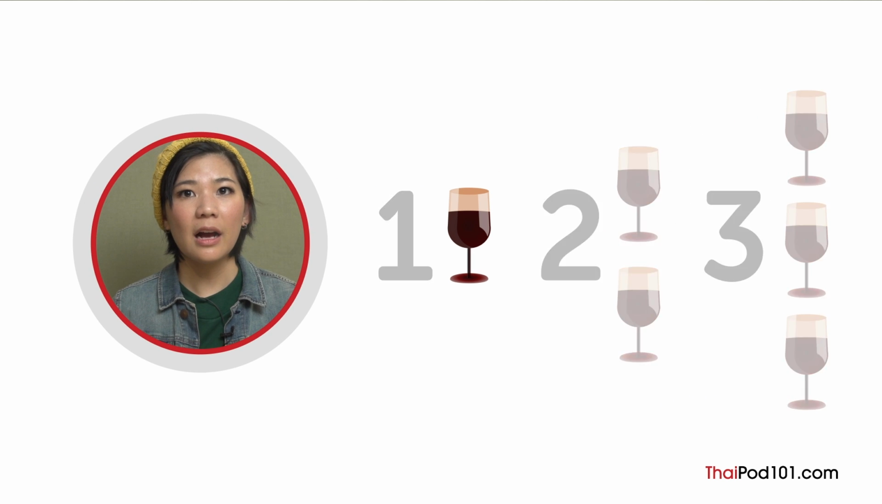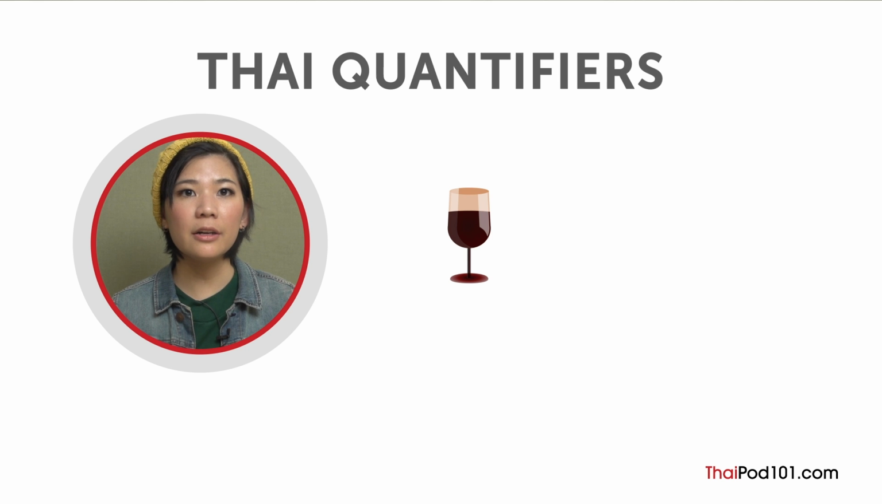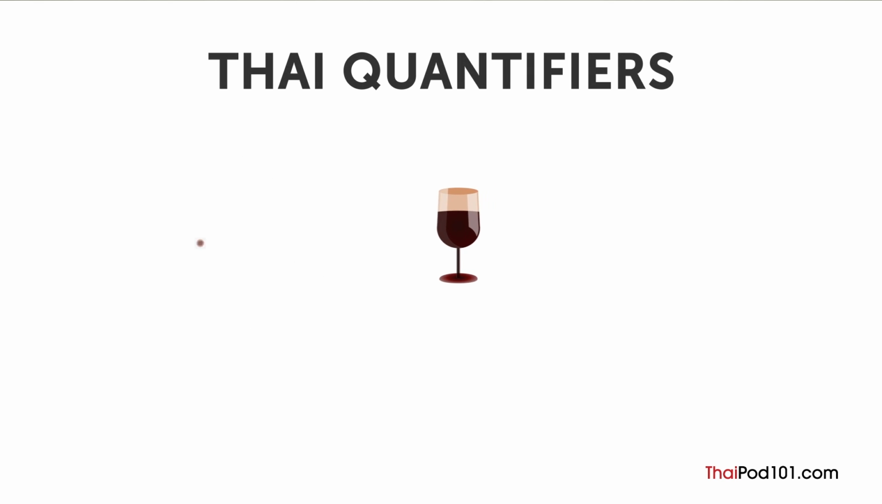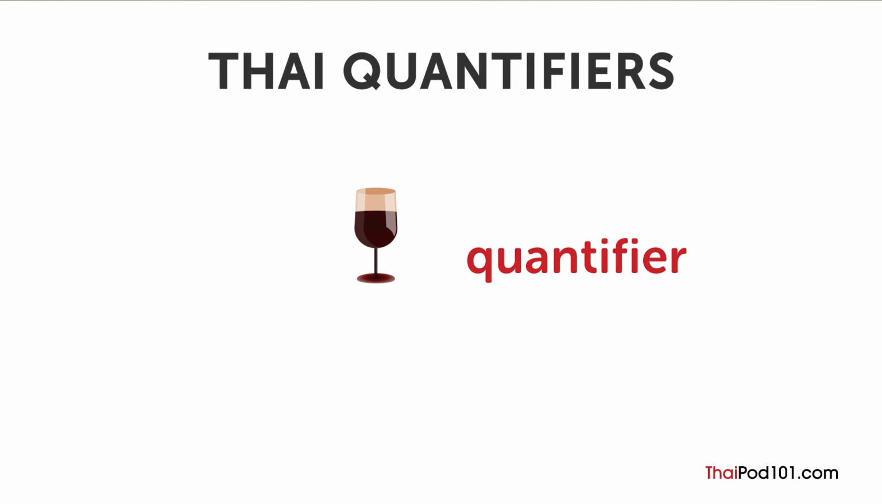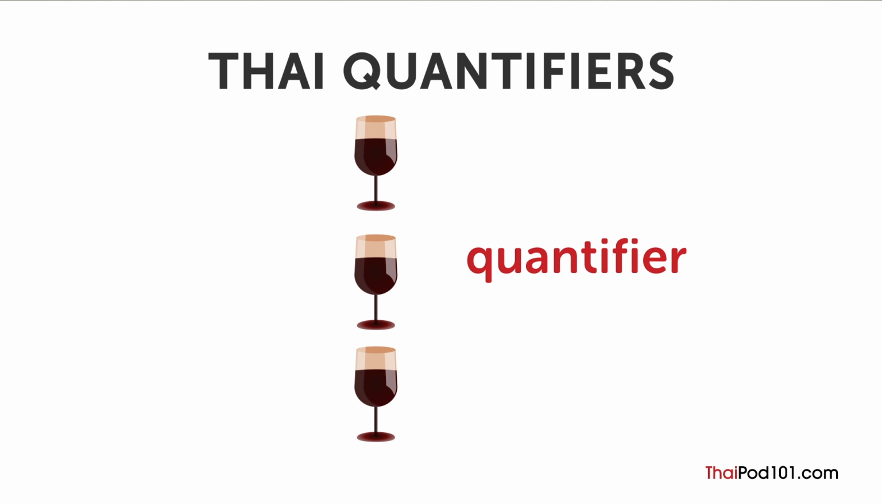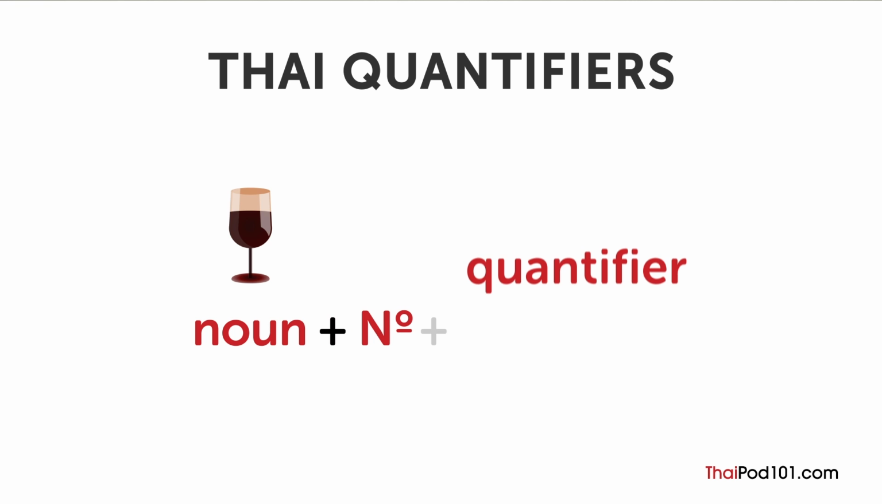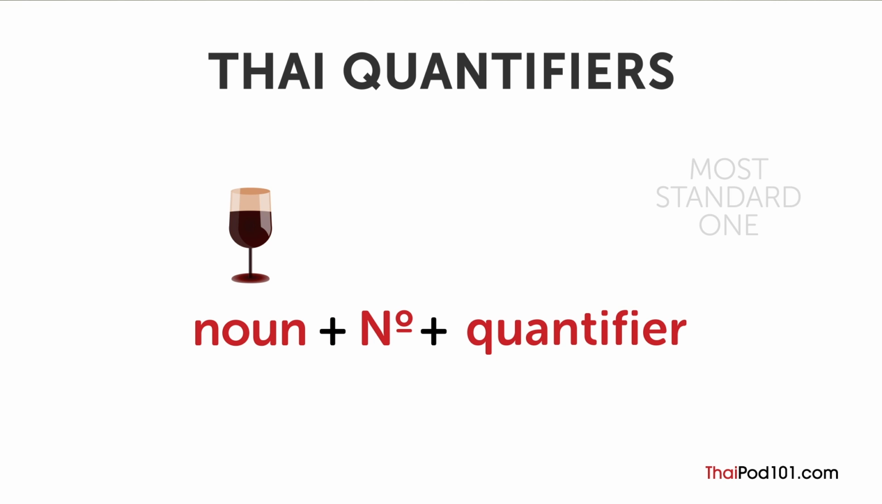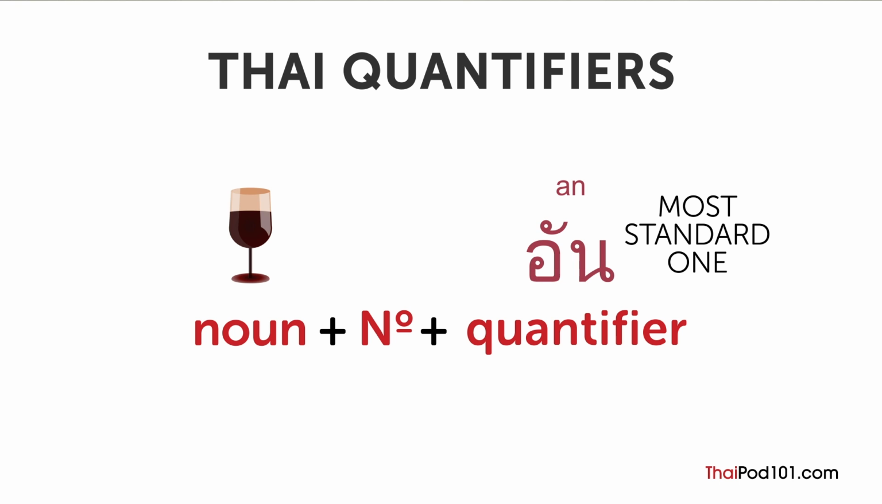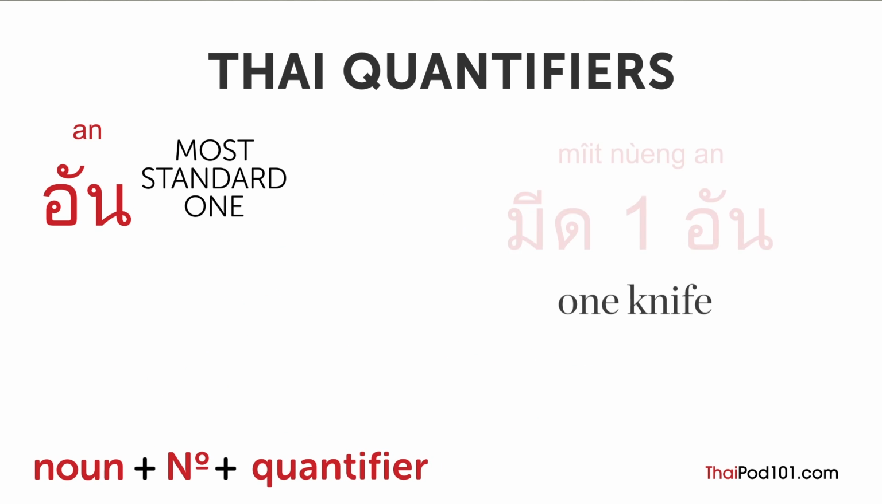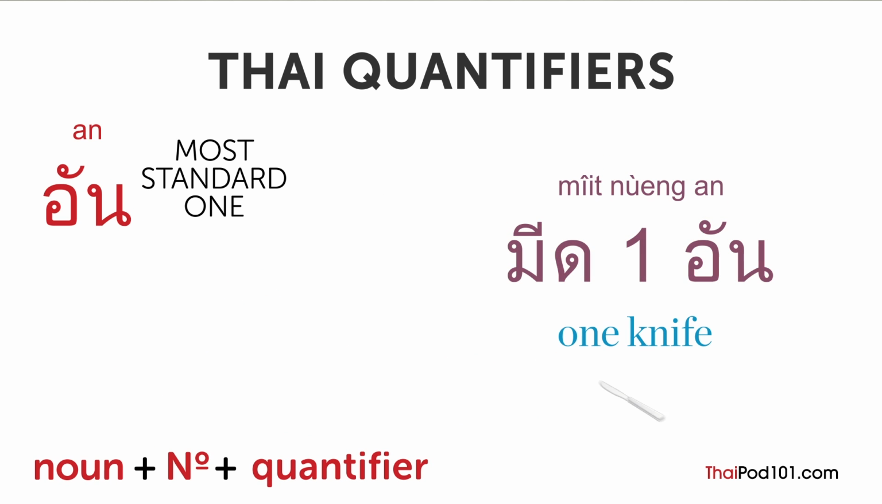In this lesson, I'll introduce some of the quantifiers for everyday objects. We put quantifiers in after we set the amount of the object. The pattern follows this format. Noun plus amount or number plus quantifier. The most standard quantifier which you can use with most nouns is อัน. You can use it when you don't know the specific quantifier for a noun. For example, มีด 1 อัน, one knife.